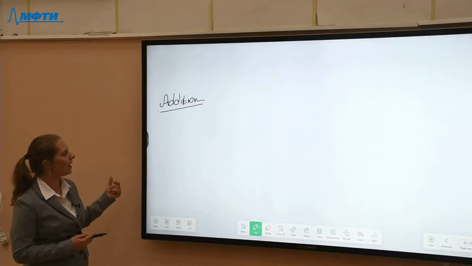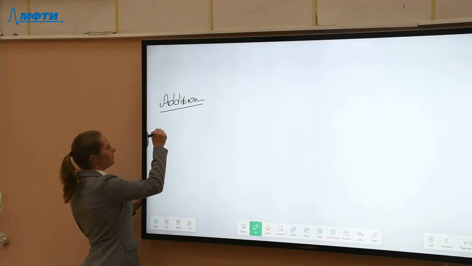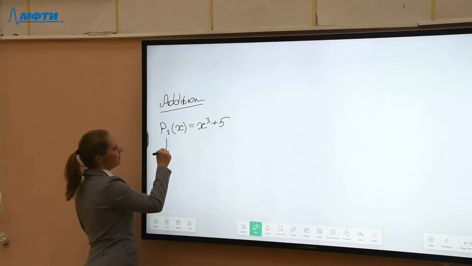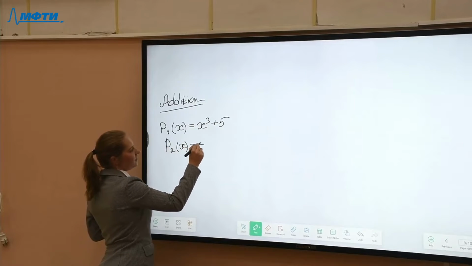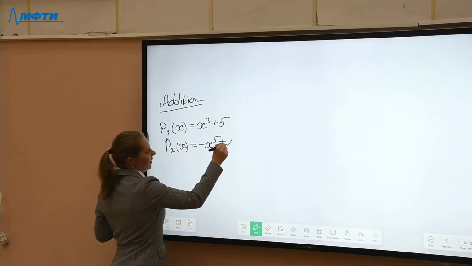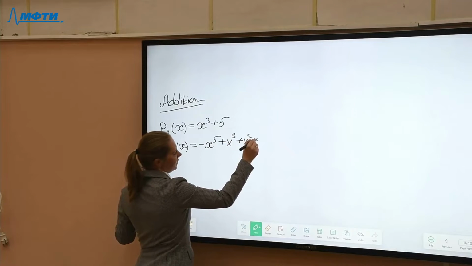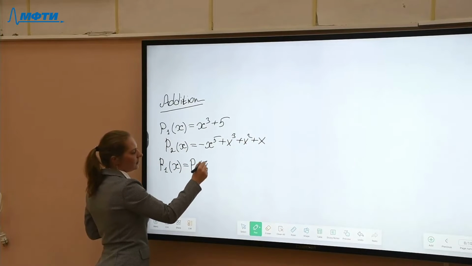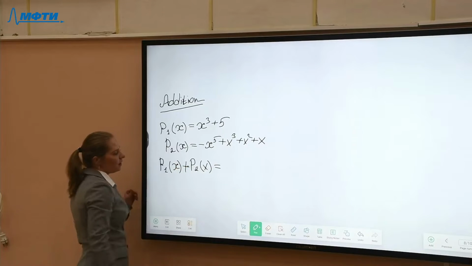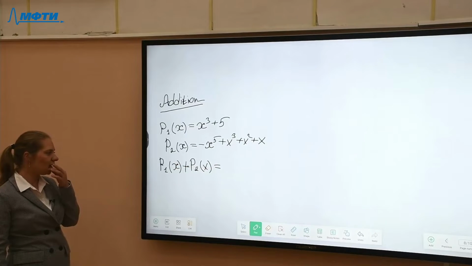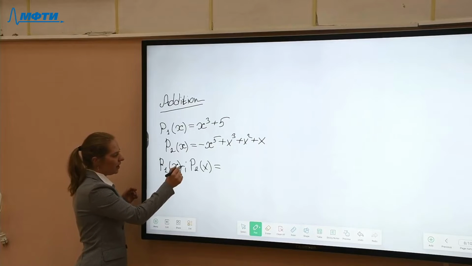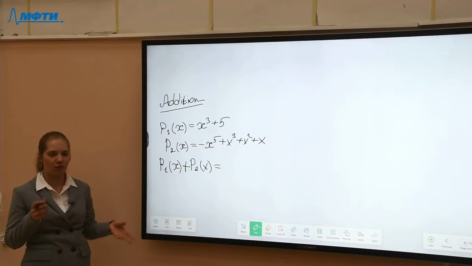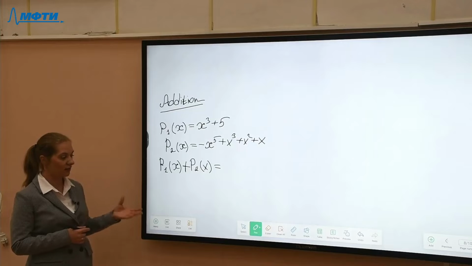So if we want to add two polynomials, for example, p1 of x is x cubed plus 5, p2 of x is minus x to the power of 5 plus x cubed plus x squared plus x. And if we want to find the sum of these two polynomials, we need to find all like terms. Actually, we can rearrange the terms in each polynomial because we know that if we change the order of terms, nothing changes.